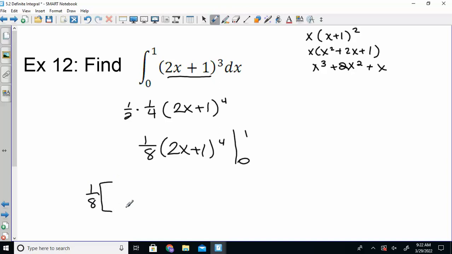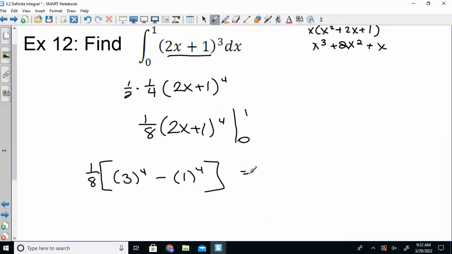For simplifying purposes, that 1/8 can just come out in front. So if I plugged in a 1, 2 plus 1 is 3 to the 4th, minus, if you put in a 0, 1 to the 4th. So that's 81 minus 1 is 80. So we should get 10 for our final answer here. So we can do the chain rule in reverse, but if it's just like a product or a quotient, you need to simplify them before you do your antiderivative.